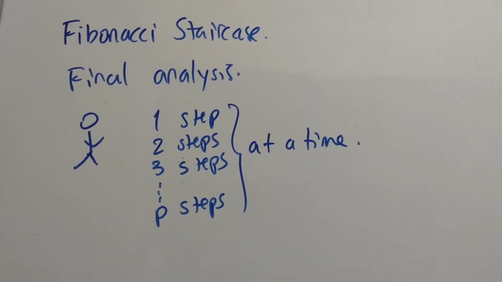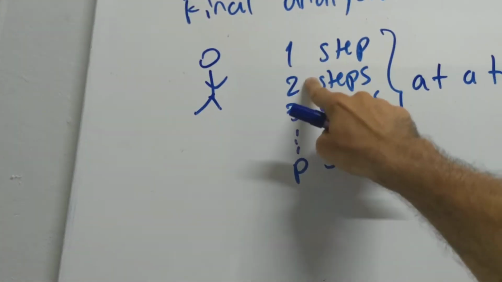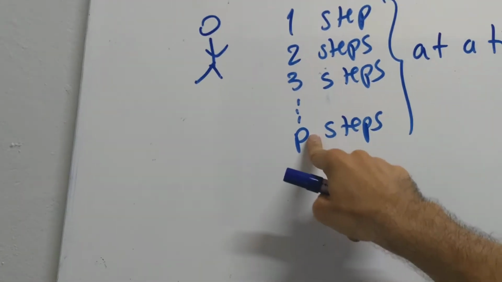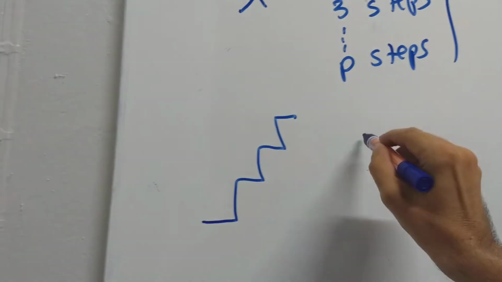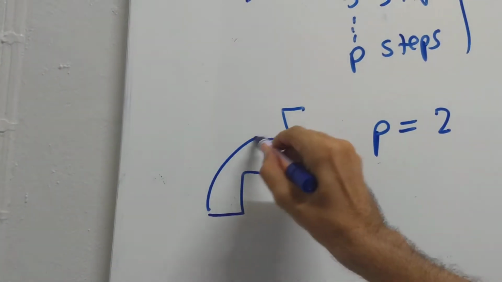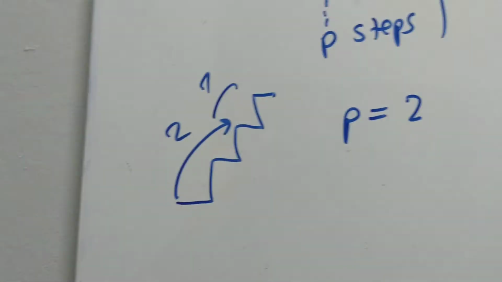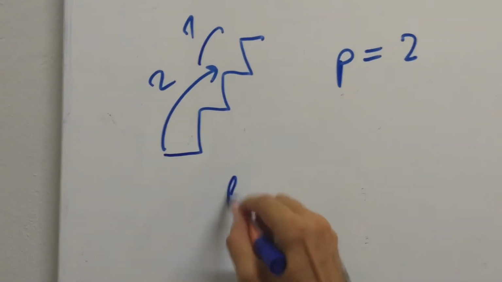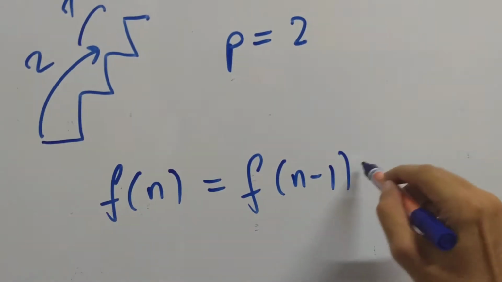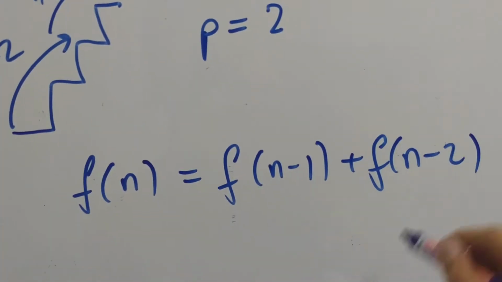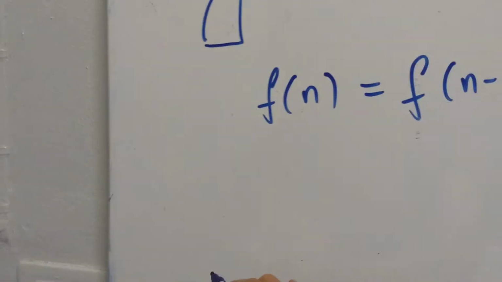Okay, let's say now that our staircase climber can do one step at a time, two steps at a time, three steps at a time, all the way up to P steps at a time. So for example, if P is 2, he can do a leap of 2 steps anywhere, or he can do 1 step. And we saw before that this leads to some kind of recursion equation like this with initial conditions, as we saw before.